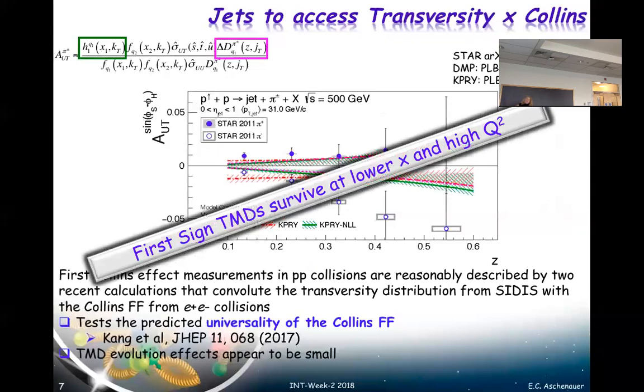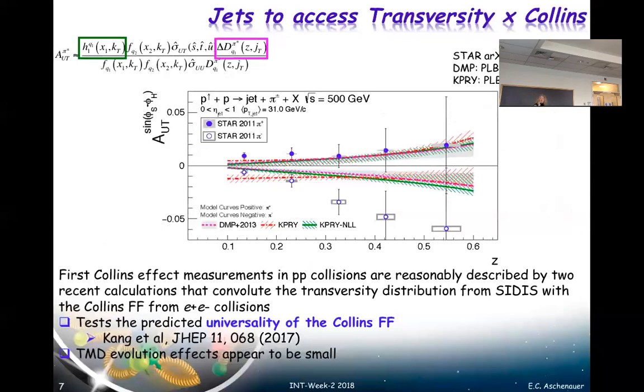But it is definitely the first sign that TMDs, like transversity, survive at low x and high Q squared. Thank you. Sorry to interrupt you. No problem. There's one thing I don't understand. Yes. Did I get correctly that you use TMDs only in the final state and you use a collinear object in the initial state? Is that correct?